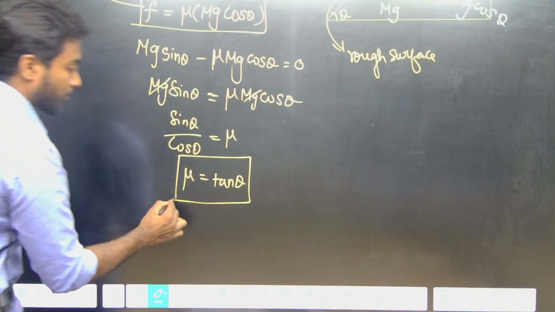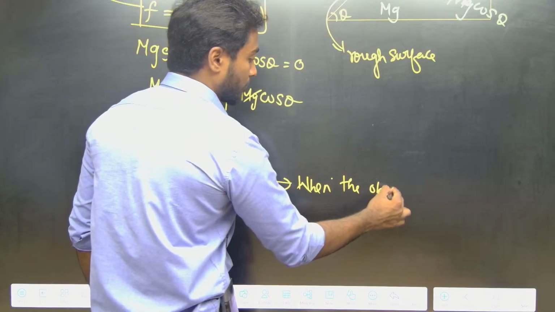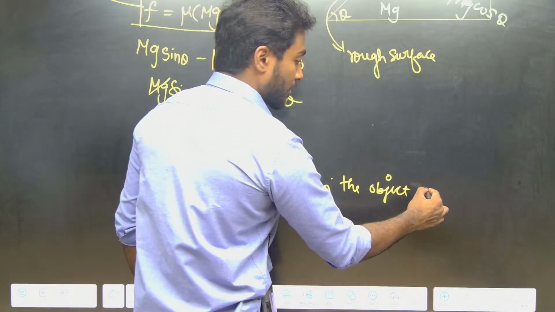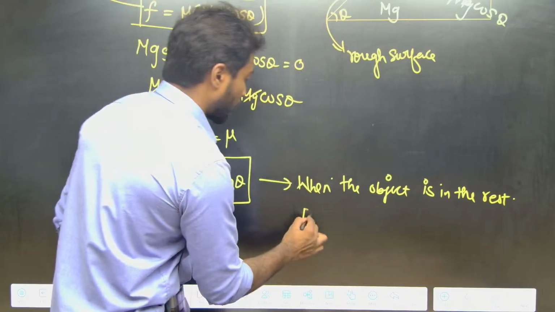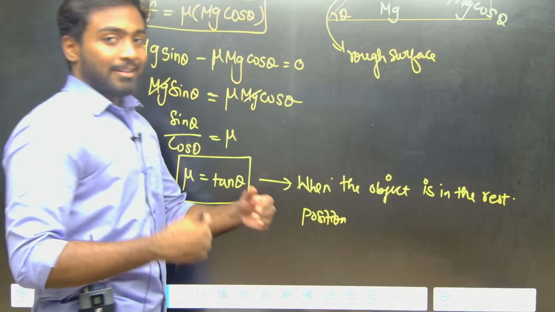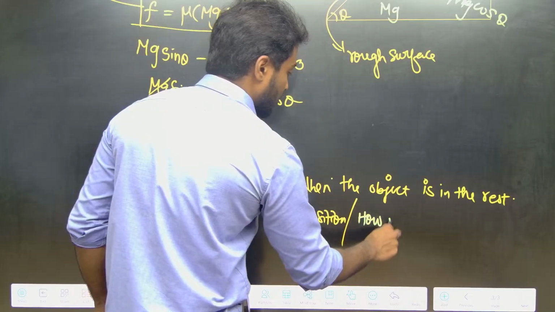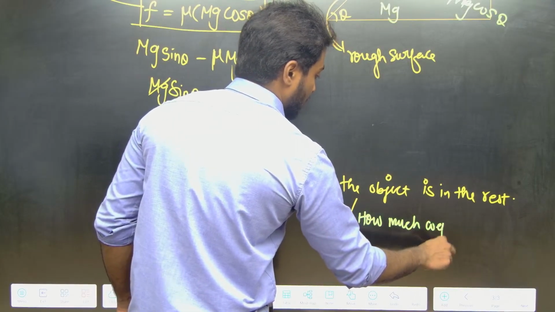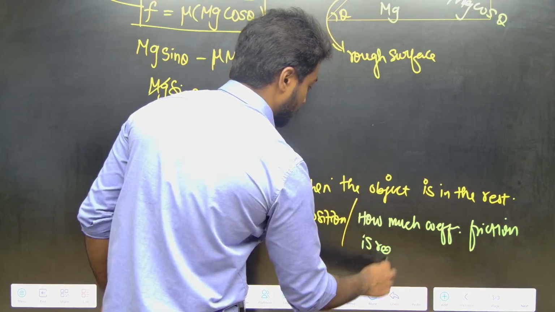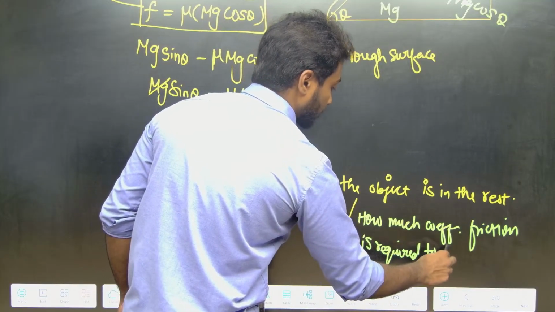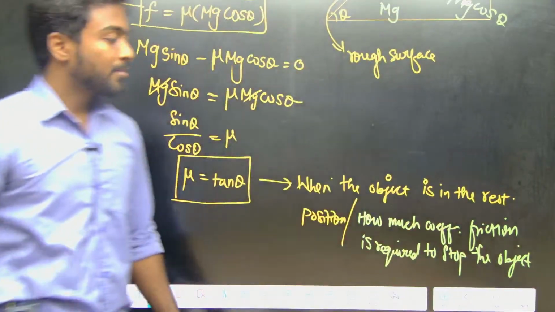It's an important case, okay. This is an important case when the object is in the rest position, or how much friction is required to stop the object, or how much coefficient of friction is required to stop the object. Okay, this is the thing.